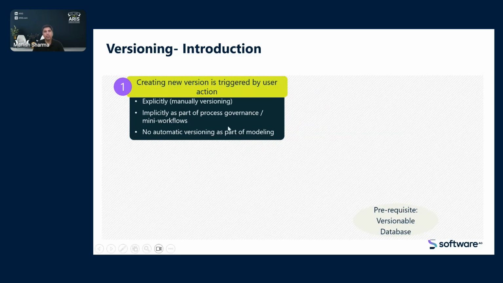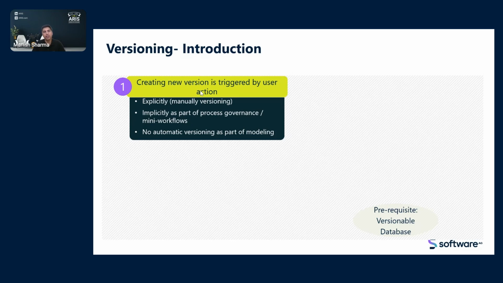But in both cases, it is something that the user has triggered, either manually versioning it or starting a governance process. So versioning doesn't happen automatically. While you're modeling, a version of the model is not created automatically. It is something that you need to do manually, or it is done as part of a change management process.